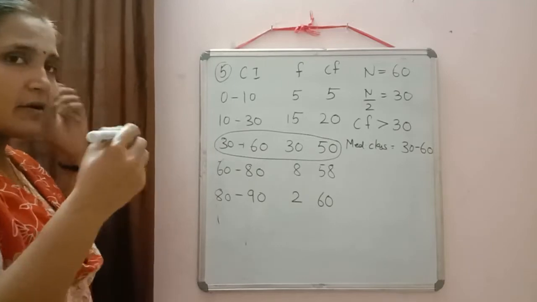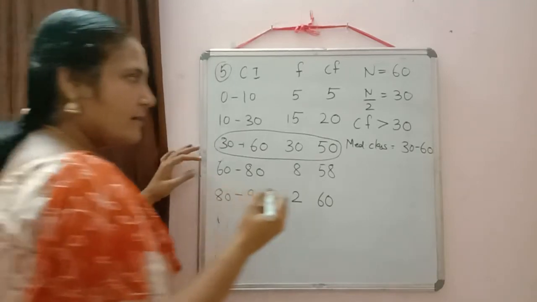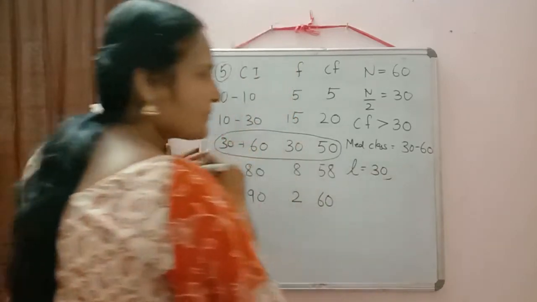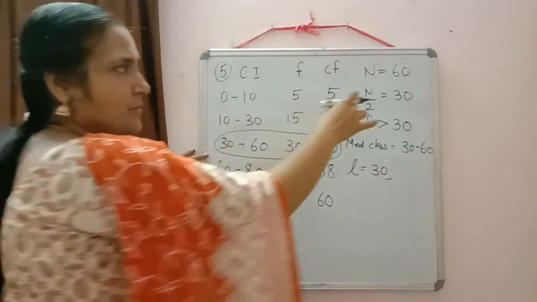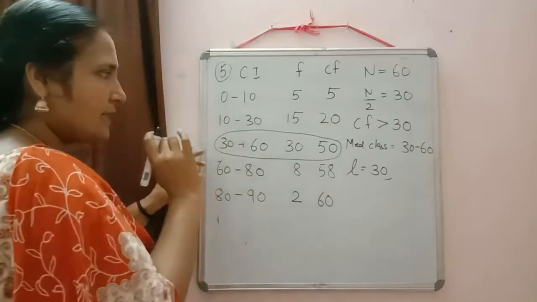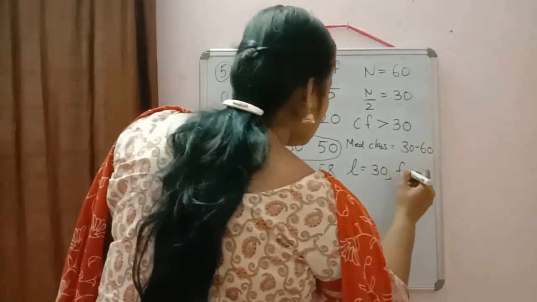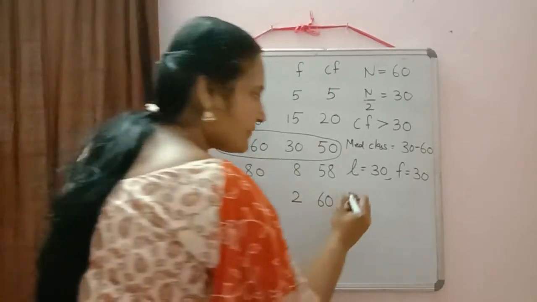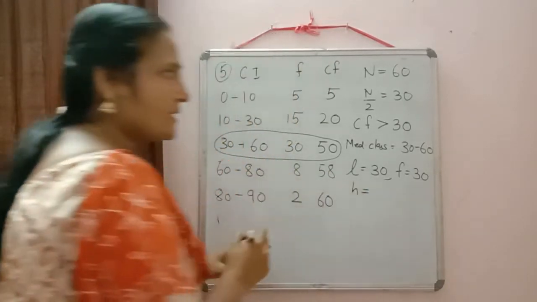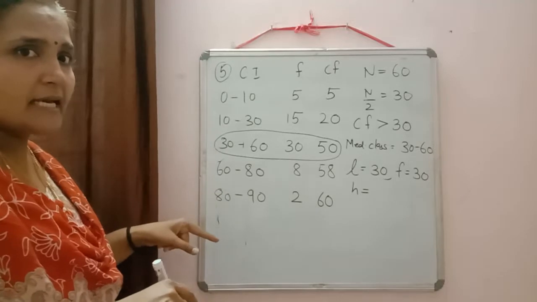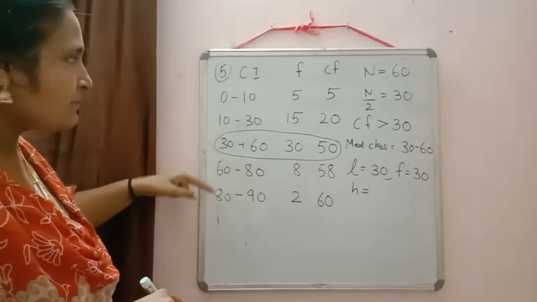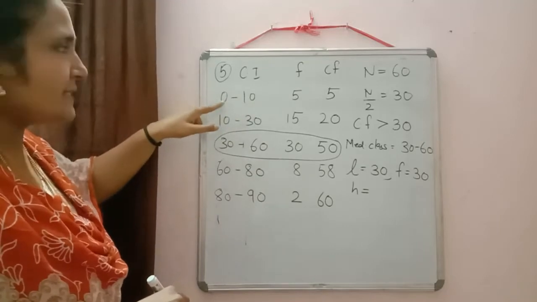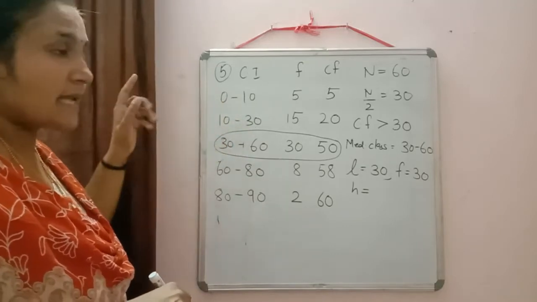Now we will write down all the things which are needed. First we want L. L means lower limit of the median class. N by 2, we already wrote there. Then F, frequency of the median class. H, class size of the median class. In the question you can check, there is a difference in the class size. Here 10 minus 0 is 10. Here we are getting 30 minus 10, 20.